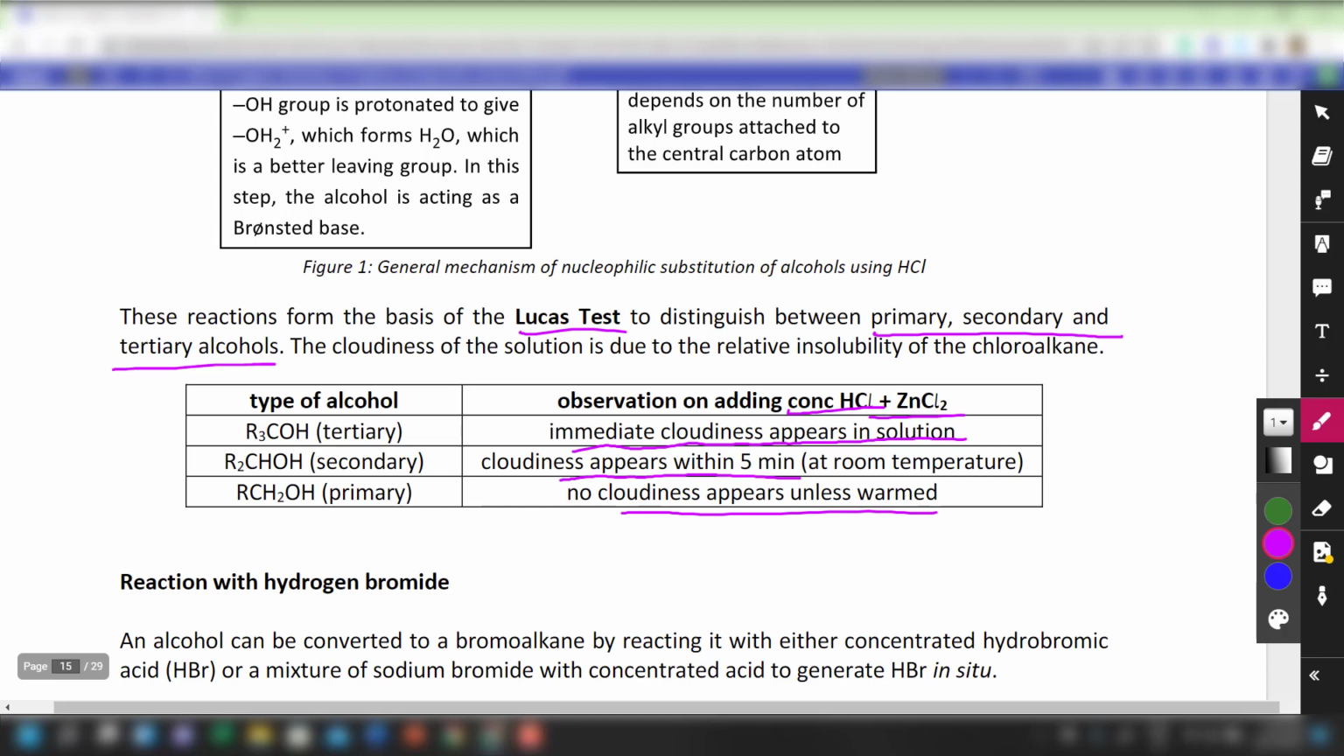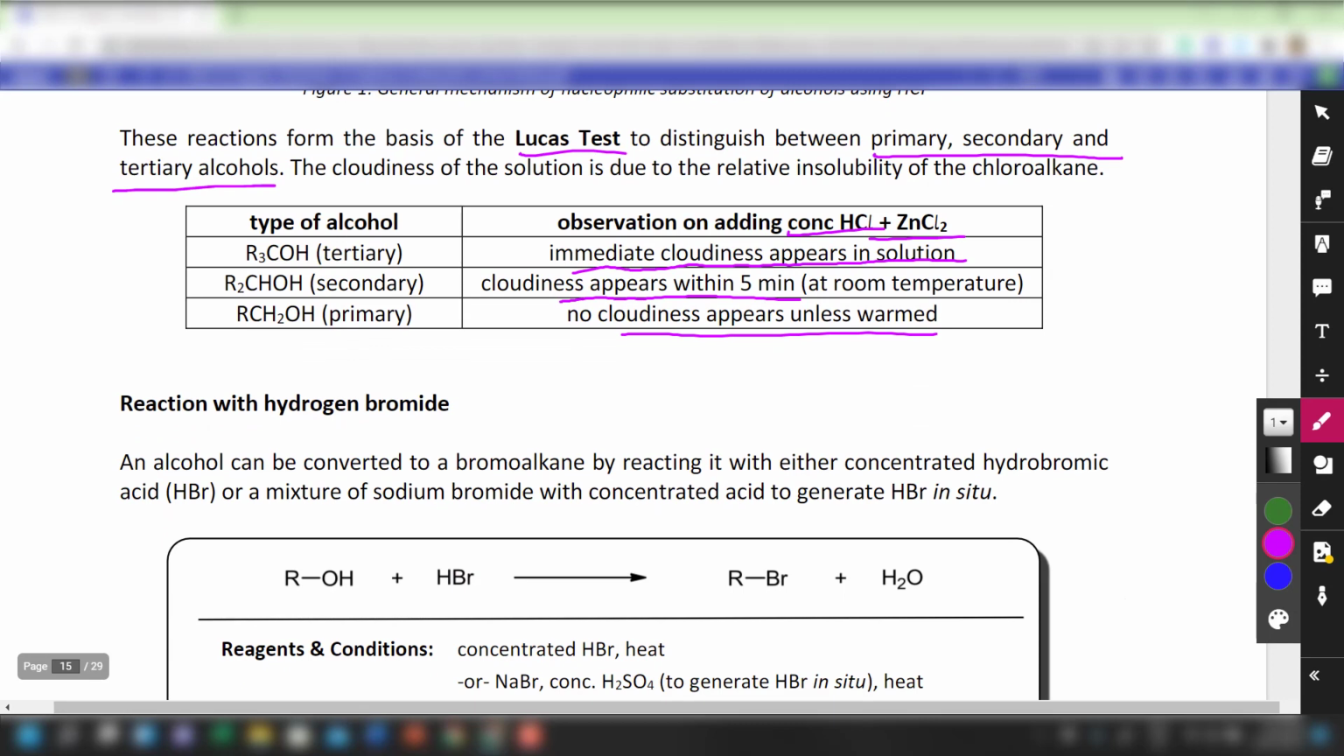Remember, warming allows the system to have more energy, so that they probably have enough energy to overcome the activation barrier.